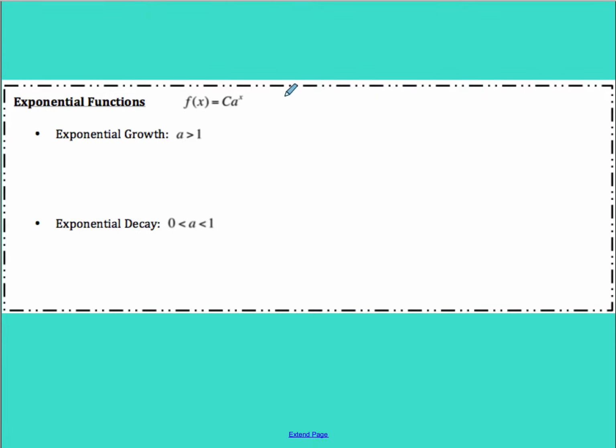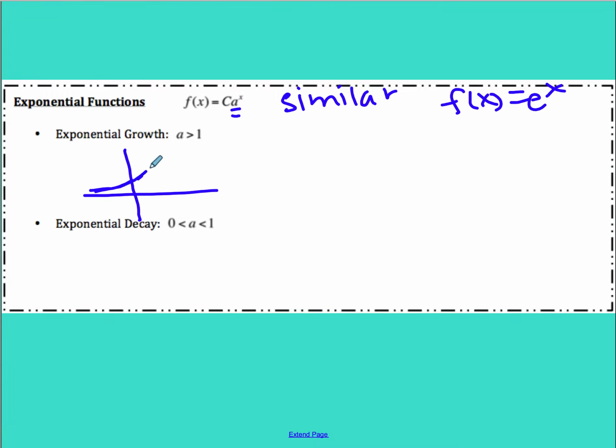Something very similar would be f of x equals our pal e to the x. Okay, these have the same shape, so something to keep in mind as we go forward. So if we have an exponential growth function, a is greater than 1, for this one, this is what my function would look like, okay?